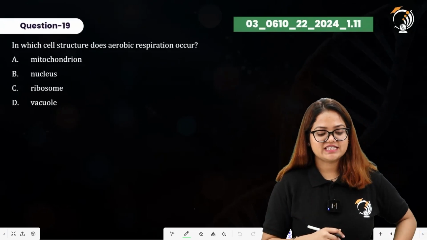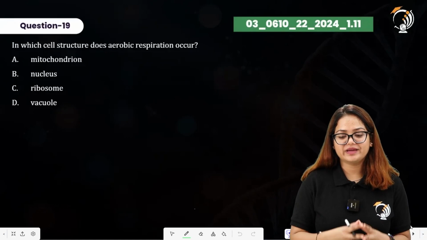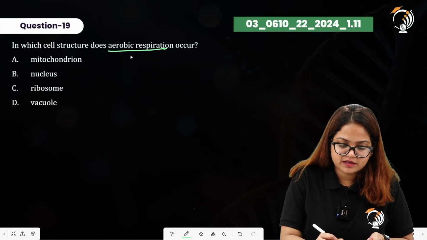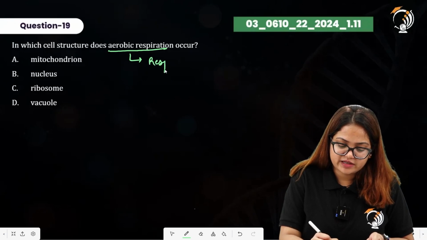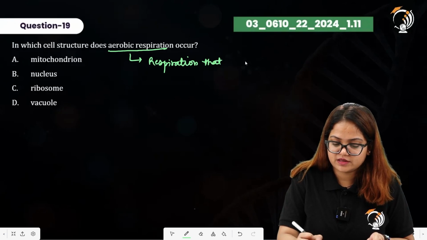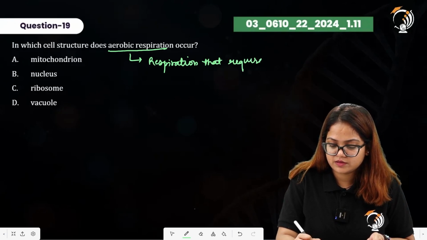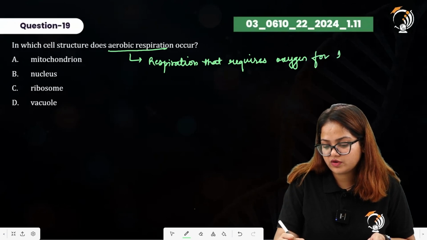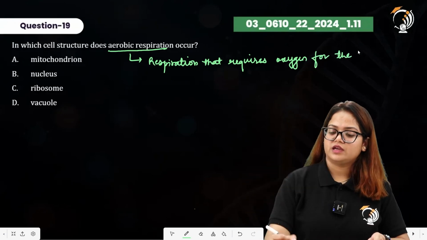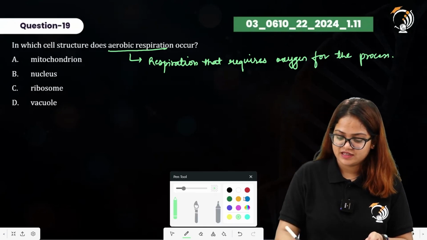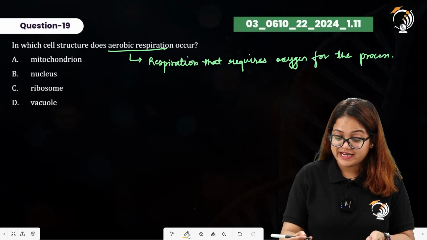Question number 19 says, in which cell structure does aerobic respiration occur? And by that we mean the respiration that requires oxygen for the process to occur. All right, this happens in, we can guess the answer.